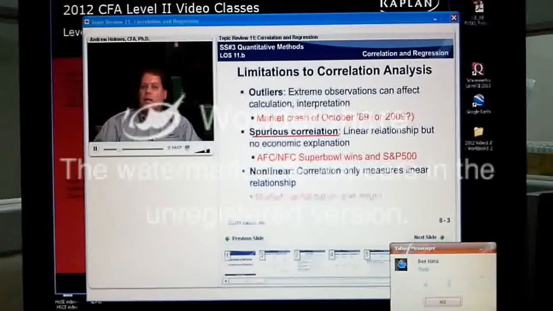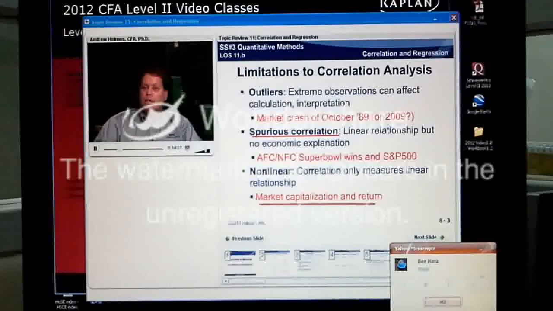And finally, nonlinear. We already looked at a picture of this. If we had nonlinear association, we wouldn't be able to pick that up with correlation, and that would be something like the relationship between market capitalization and return. So small cap firms have higher returns than large cap firms, but that relationship is not linear.